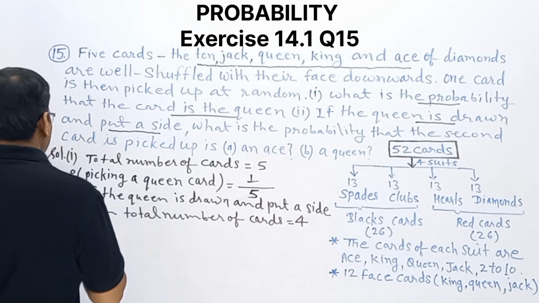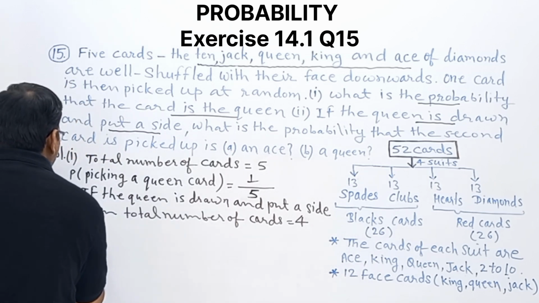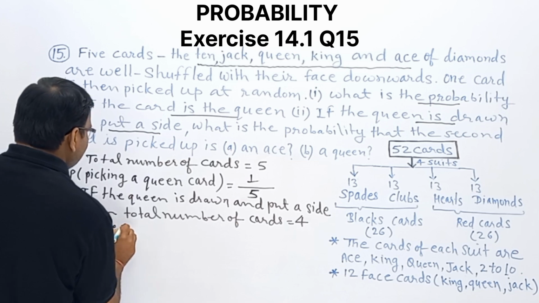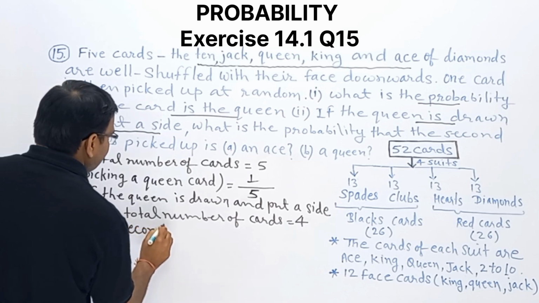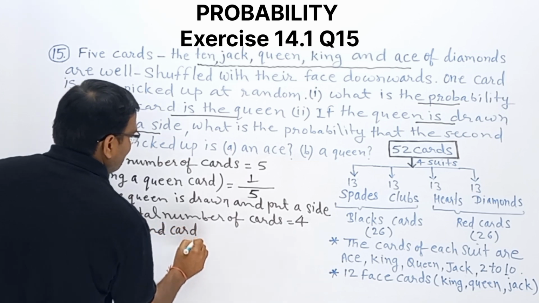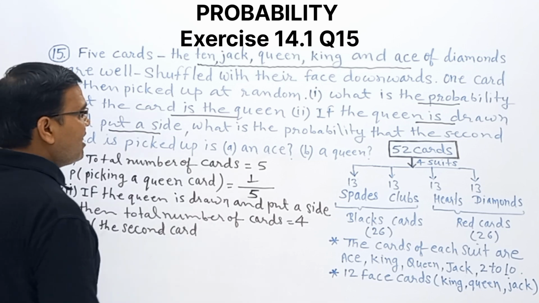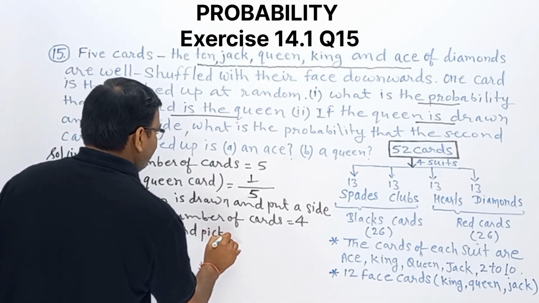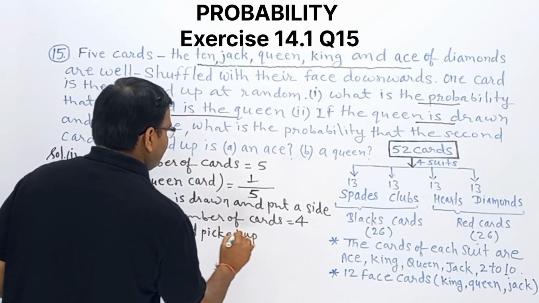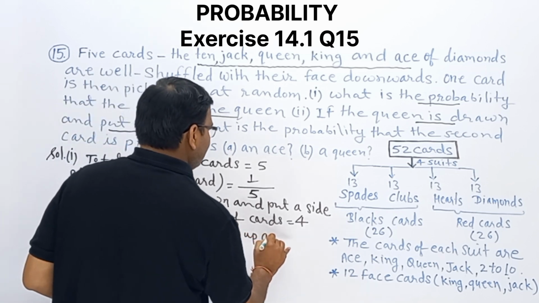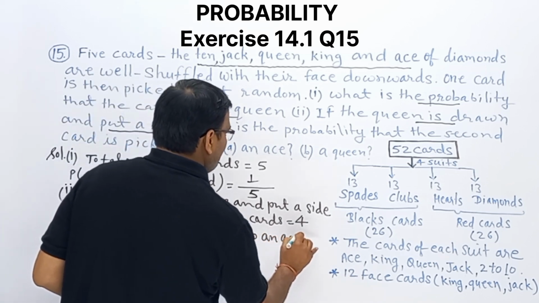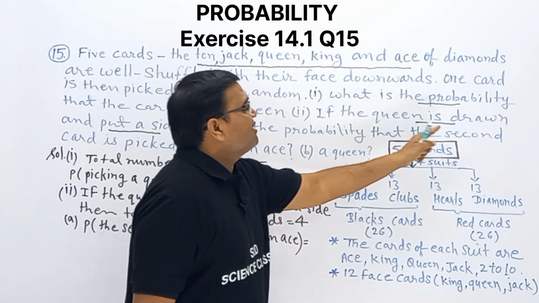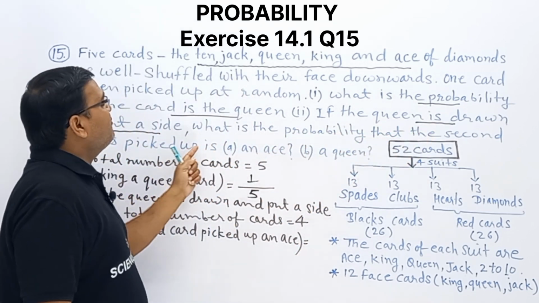Clear? Now the first one: the probability of the second card picked up being an ace. Observe carefully. Probability that the second card picked up is an ace.